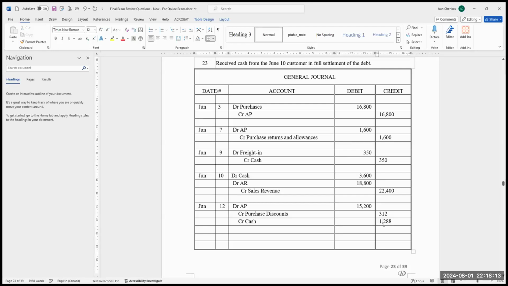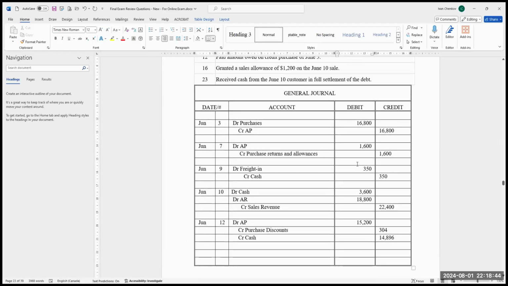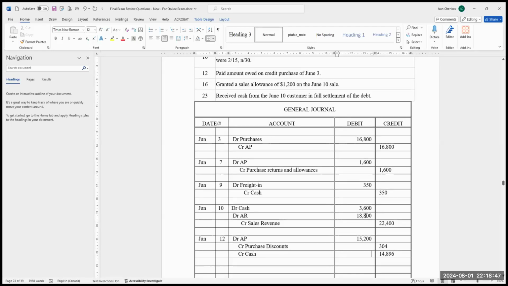Here we're going to pay only 14,896, which gives us a discount of 2%. I wasn't incorrect with the 15,200 times 0.02. That's $304 purchase discount here. Again, 16,800 minus 1,600, that's clearly 15,200. You have to do the same thing here: 18,800 minus 1,600. Don't make the same mistake that I made. That's 17,600 here.